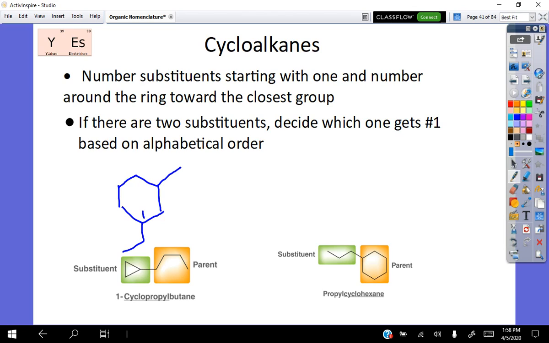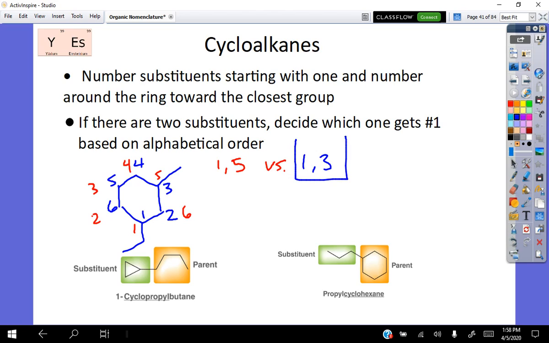And I have 2 ways I can number. I can number counterclockwise, or in a different color, I can number clockwise. Now, if I'm comparing my groups, I have an ethyl group on 1 and a methyl group on 5 versus an ethyl group on 1 and a methyl group on 3. Numbering counterclockwise is better because I get the lower numbers.